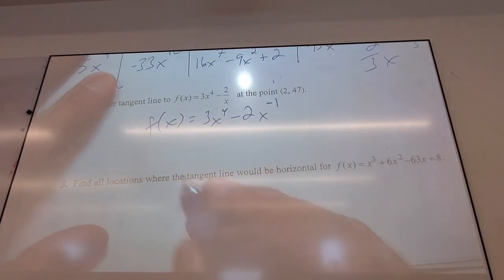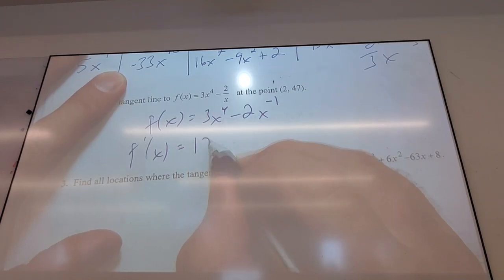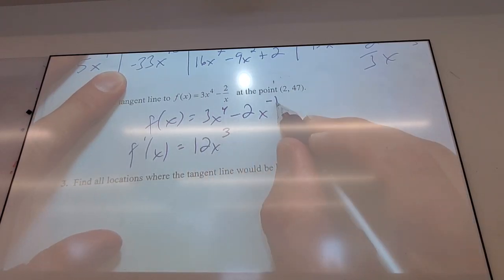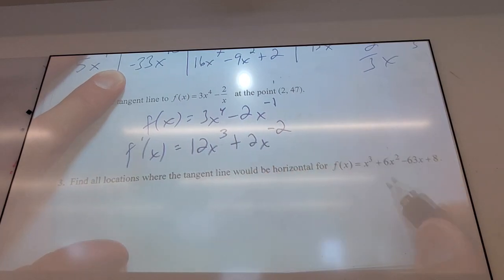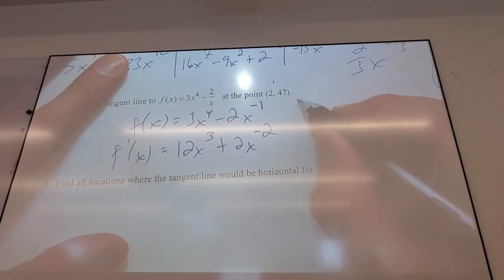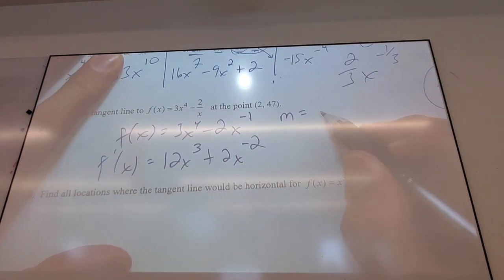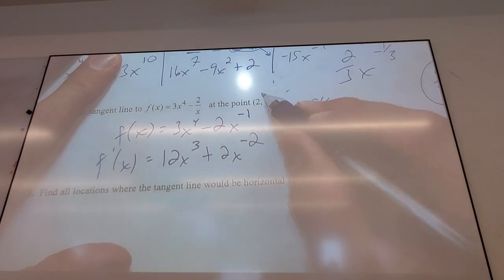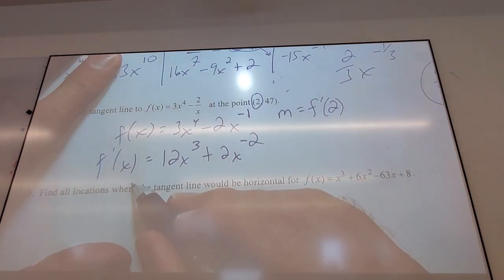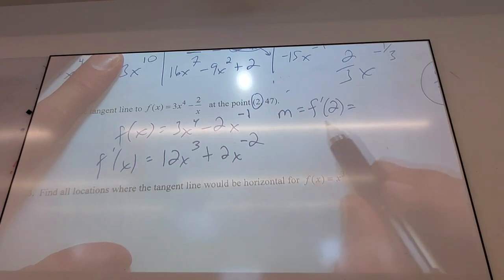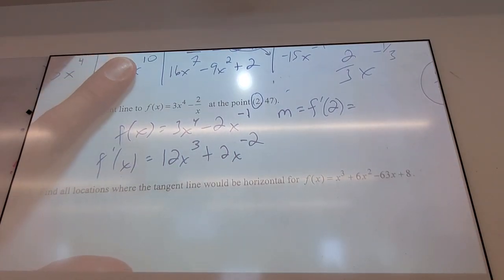So what's the derivative? 12x cubed plus 2x to the negative 2. So how do I get m? How do I get the slope? It's f prime of 2. Good. I plug a 2 because that's where I want to know things. I plug a 2 into my slope function, my derivative. If I plug a 2 into my derivative, it'll tell me the slope at x equals 2.